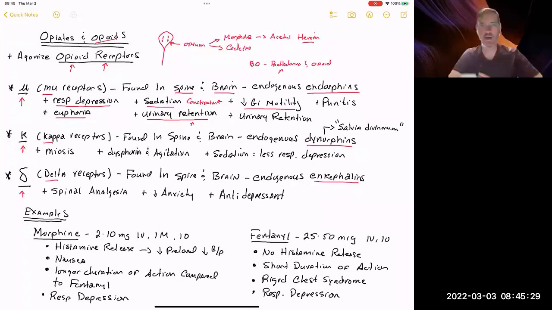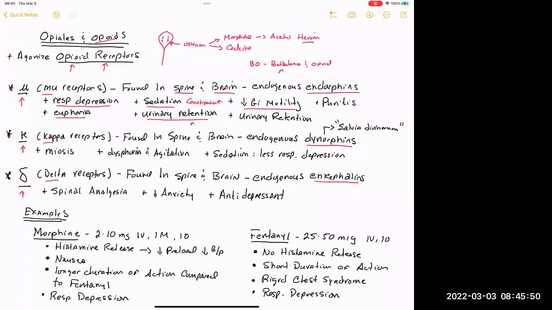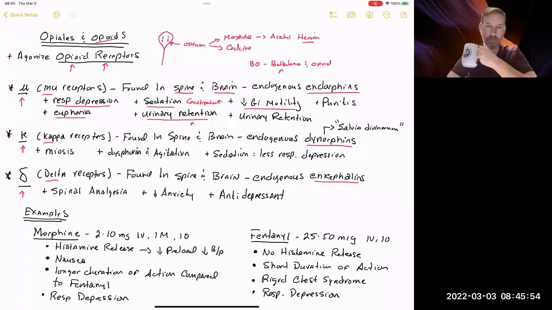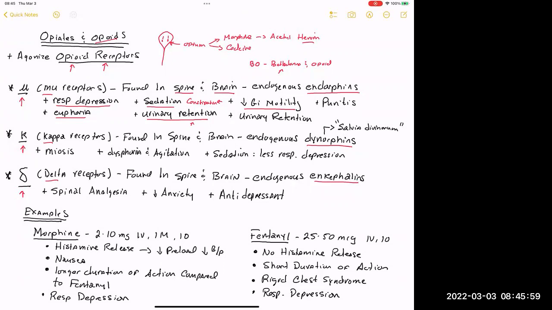Does anyone know what the Belladonna plant, what that has in it? Does anyone know what Belladonna means? Beautiful lady. Beautiful lady.